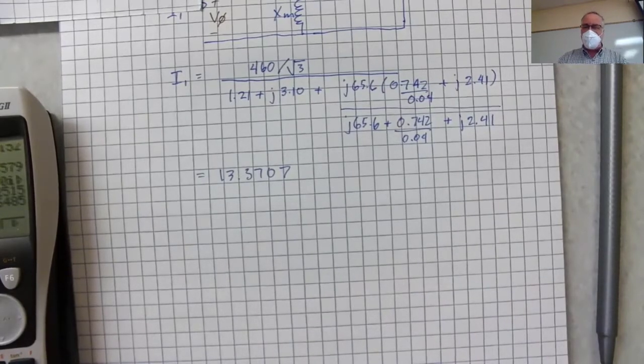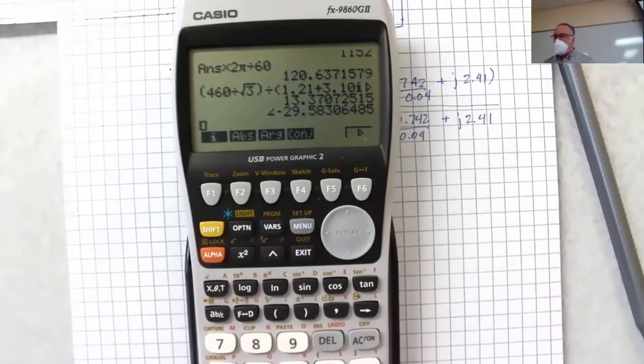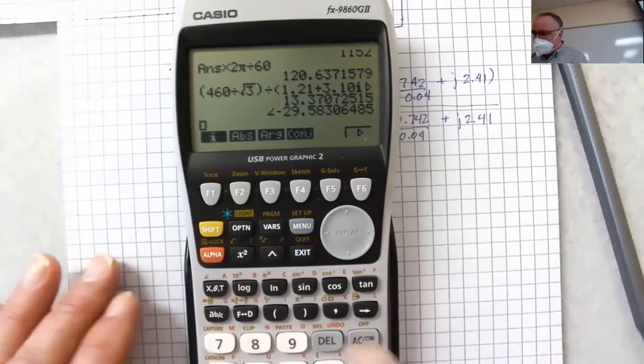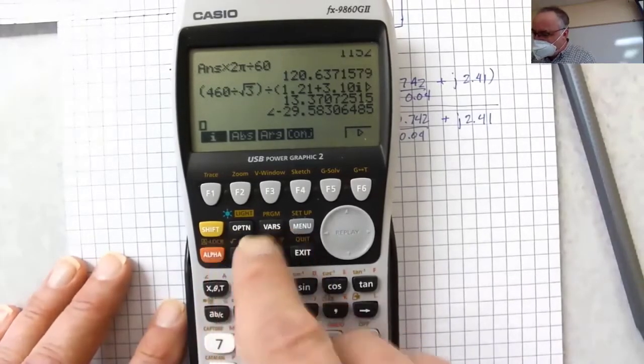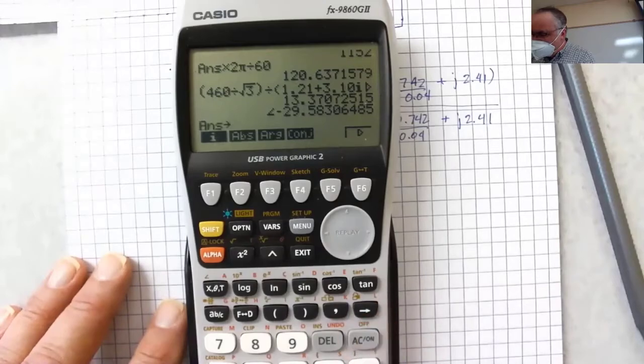133707. Save changes. Hopefully people are seeing the different things. So I'm going to save that, store alpha I.